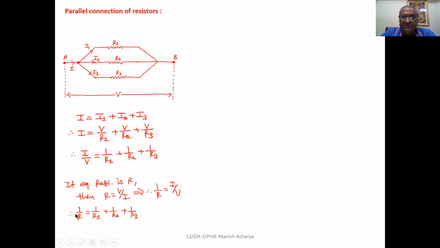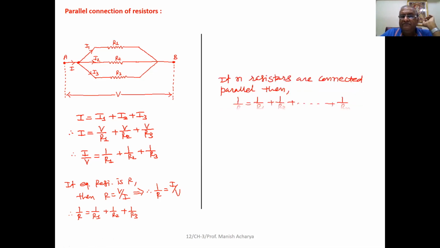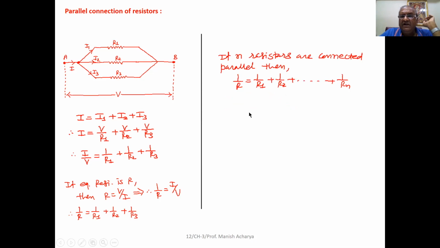So using this equation, when we calculate R, then we can say that is the equivalent resistance of this parallel combination of resistors. Suppose we have n resistors in parallel connection, then for the equivalent or resultant resistance we can write the equation 1 upon R equal to 1 upon R1 plus 1 upon R2 plus 1 upon R3 up to 1 upon Rn.